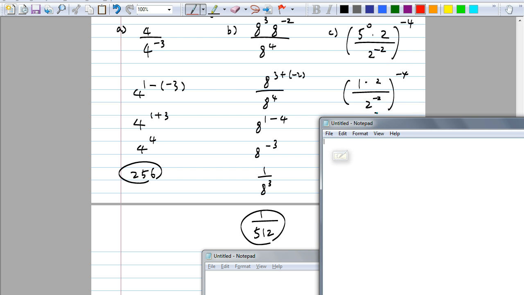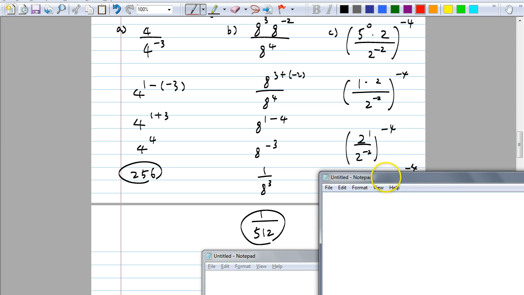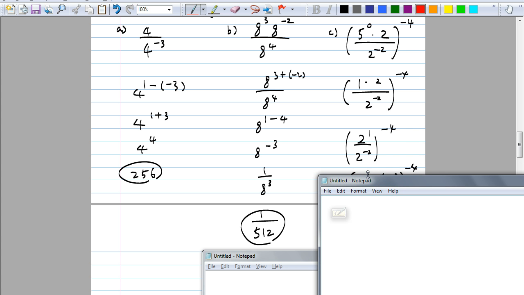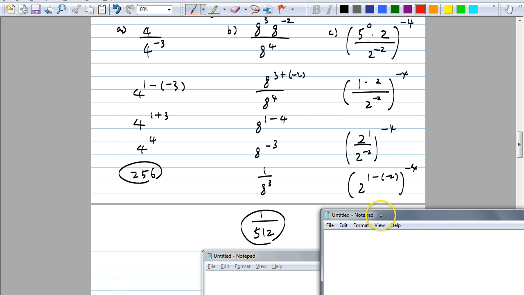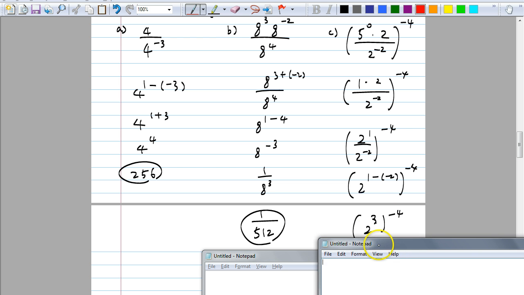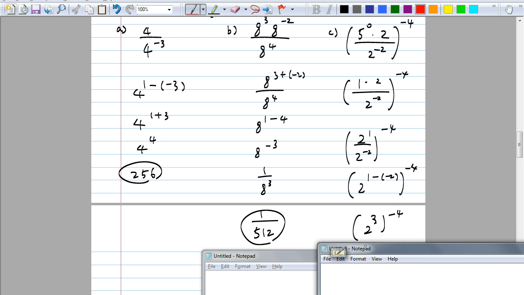So this is what you get, and isn't that the same as 2 to the first over 2 to the negative 2 power, the whole thing to the negative 4? So you subtract the exponents now, because again it's in division. So 1 minus negative 2 is what, class? So it's 3. Okay, good. I'm glad we know how to add here.